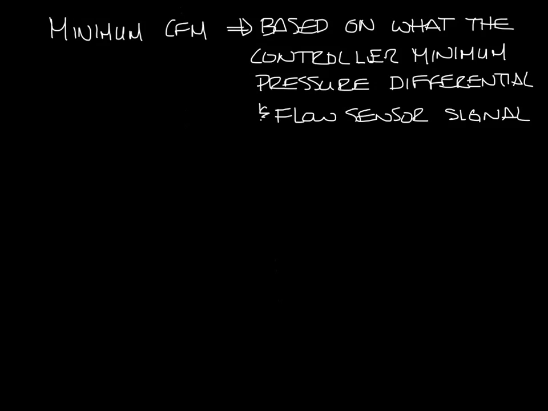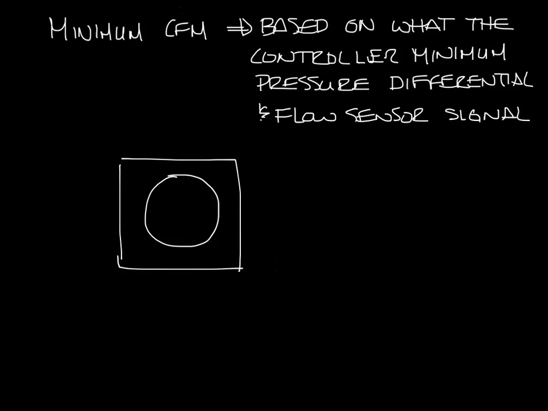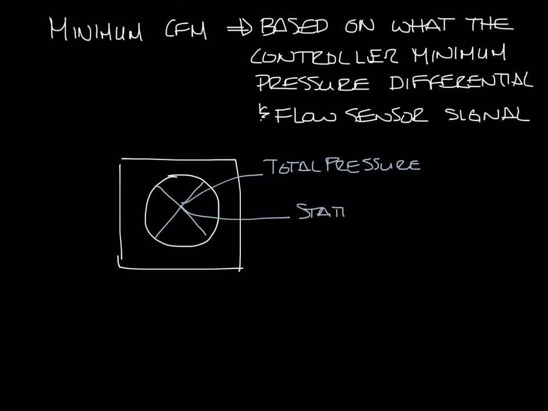Okay, so let's draw a VAV box. You're just looking into the inlet. And in our inlet, we have an Air Cross flow sensor. If you remember from one of the previous podcasts, there are 4 ports on the front, which are reading total pressure. There are 2 ports on the back that are reading static pressure.